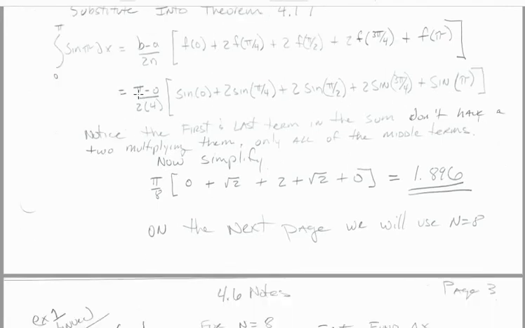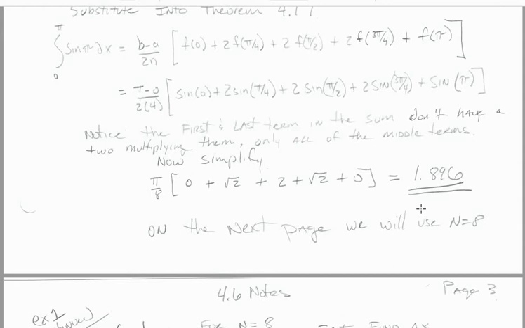So I simplified the pi minus 0 over 2 times 4 is pi over 8. Sine of 0 is 0. 2 times sine of pi over 4 is square root of 2. 2 times sine of pi over 2 is 2 times 1, which is 2. And then we have 2 times sine of 3 pi over 4, which is square root of 2. And sine of pi is 0. Now we add all these together and multiply by pi over 8. And you should get 1.896.